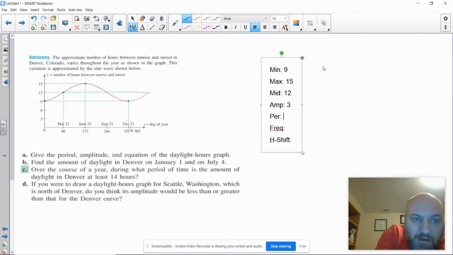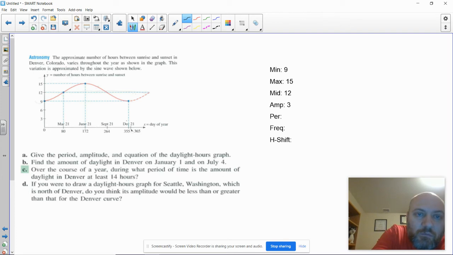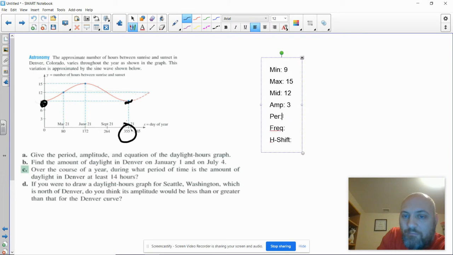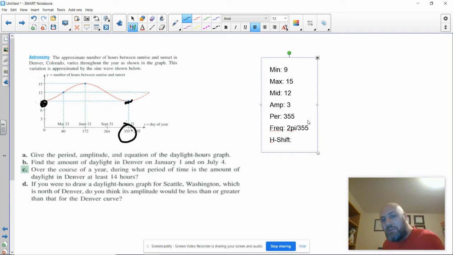The period from 9 to 9, so from this point here to this point here, is 355 days. I'm going to go in days for this one. My frequency, 2 pi divided by the period, is 2 pi over 355. And again, whether you want to use a cosine or sine curve will depend on your horizontal shift.